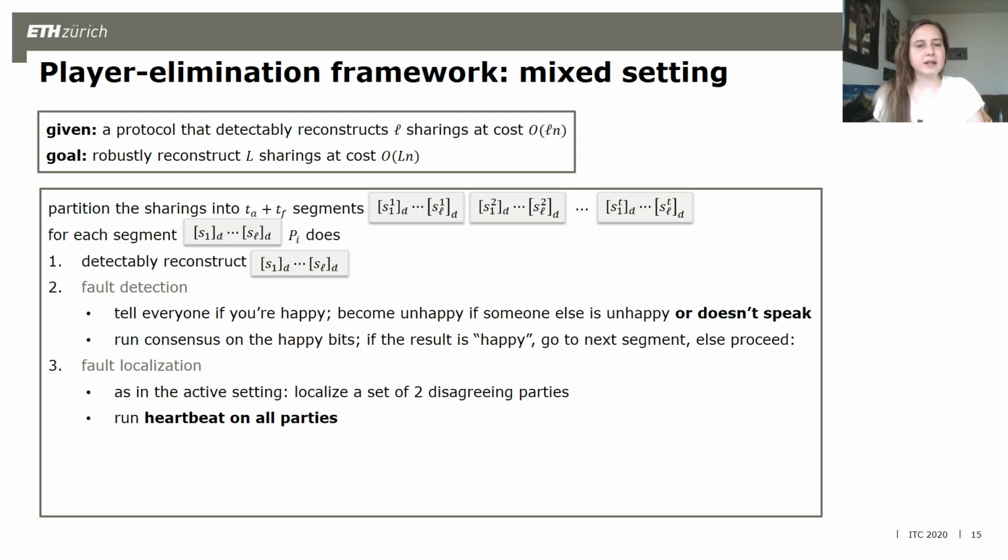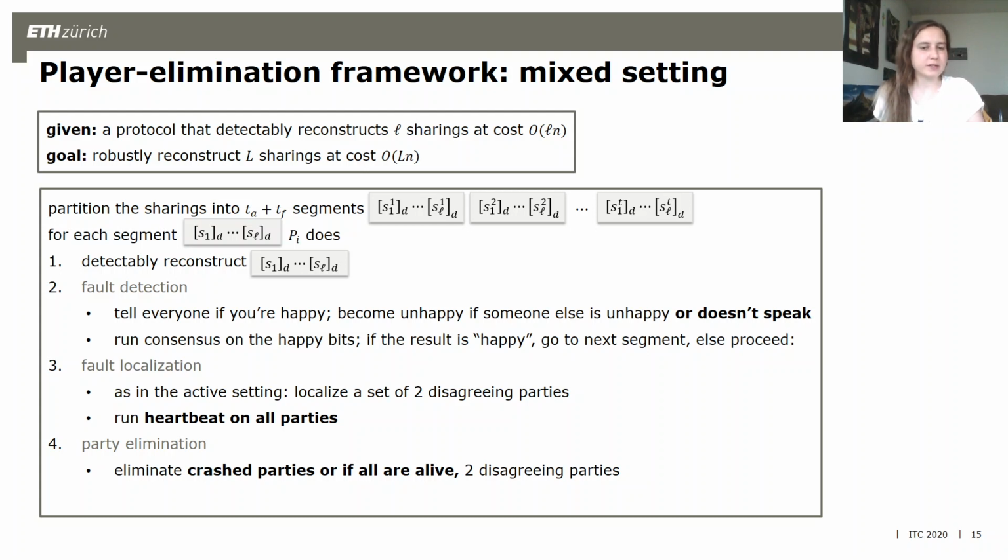So to fix this, we run heartbeat on all parties after this step, and then eliminate as follows. If we detect that some parties crashed, then we eliminate these crashed parties. Of course, they could also be active parties acting as fail-stop, but this doesn't matter. It's even better that we eliminated an active party. And if all parties are alive, then this means that we actually are in the active case. So we can eliminate the two disputing parties, and one of them is corrupted. And then we repeat. So why does it work?